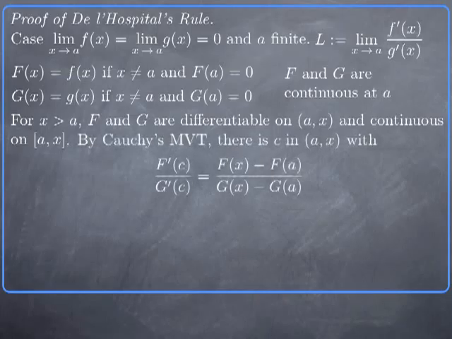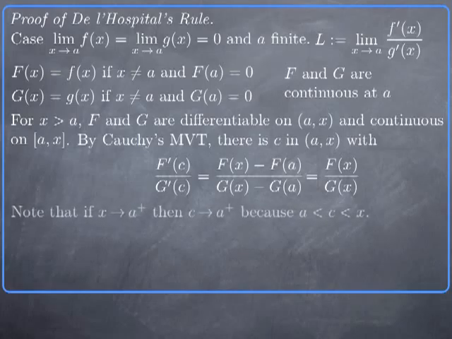So that means that we can apply this Cauchy's version of the mean value theorem to capital F and capital G to the effect that there is some number c between a and x, such that capital F prime of c divided by capital G prime of c is capital F of x minus capital F of a divided by capital G of x minus capital G of a. By definition, capital F of a and capital G of a are both 0, so we obtain just capital F of x divided by capital G of x.